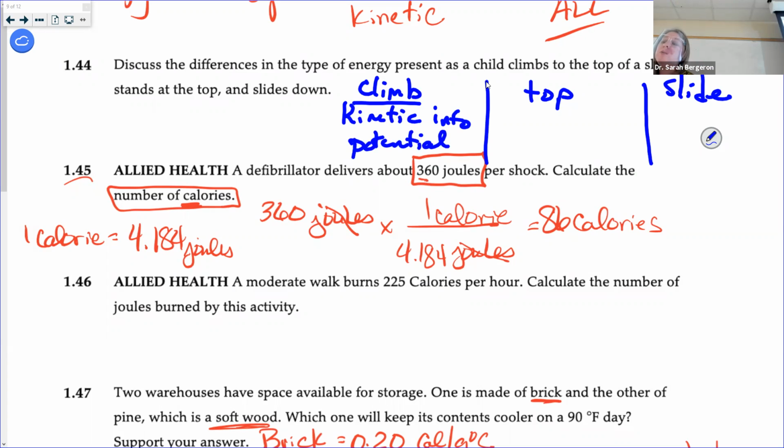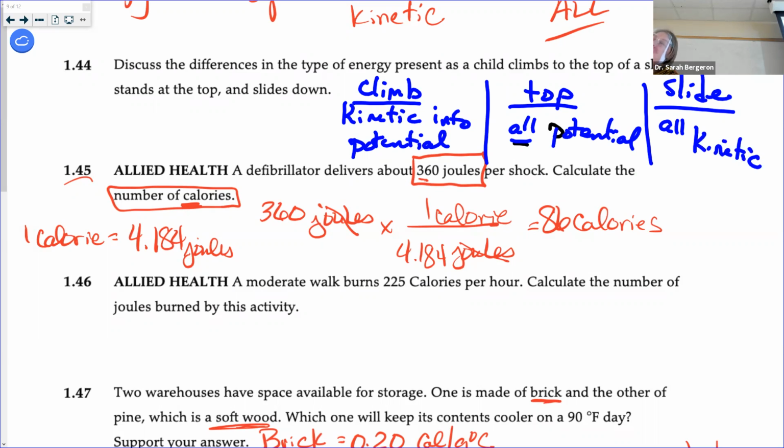Right? Now, when we're at the top, what do we have? We have all potential energy. Now, when we're sliding down, what do we have? All what? We're in motion. Kinetic. All of our potential energy is being converted into kinetic energy. We're moving, right? Yeah? Okay.